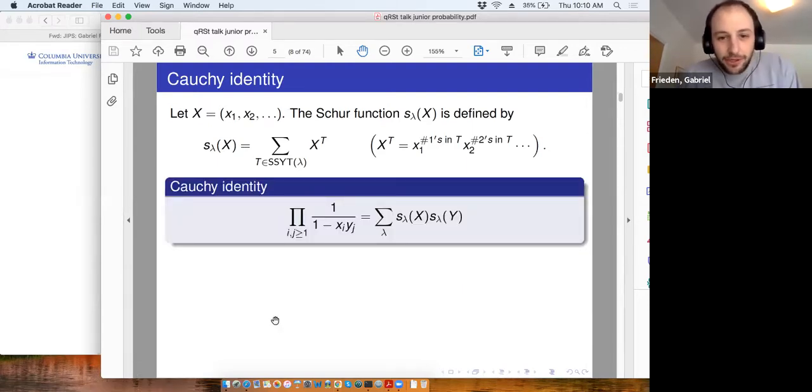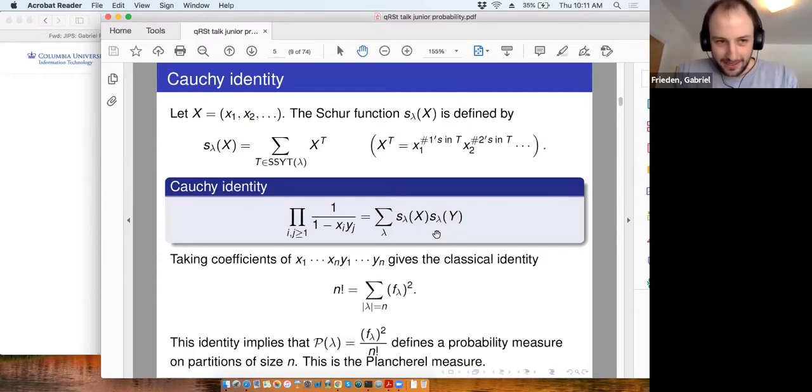So one of the fundamental properties of the Schur functions is this Cauchy identity, which tells me that if I take this sort of simple product in 2 sets of variables x and y, this is expressed as the sum over all partitions of the Schur functions in x times the Schur functions in y. So the Cauchy identity has all sorts of applications in representation theory, probability.